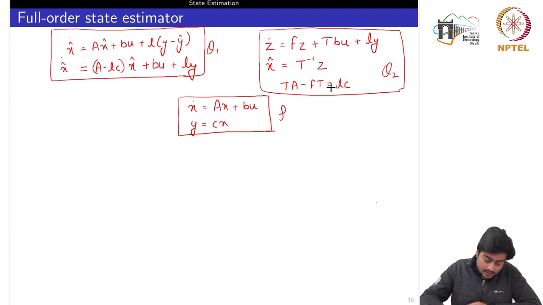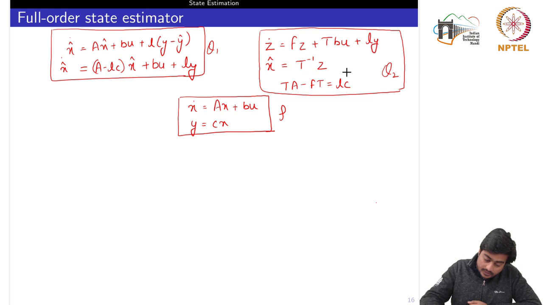topic within this module. So here you would notice that, for example, if the plant is an n-dimensional system, meaning to say that x is an n-dimensional variable, then both the observer 1 and observer 2 were having the x hat of the similar dimension. So x hat was having the n dimension, similarly in observer 1 and similarly in observer 2, right? So we call such observer the full order observer or the full order state estimator.